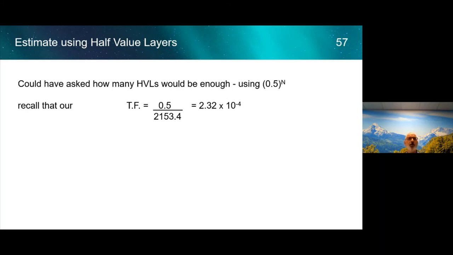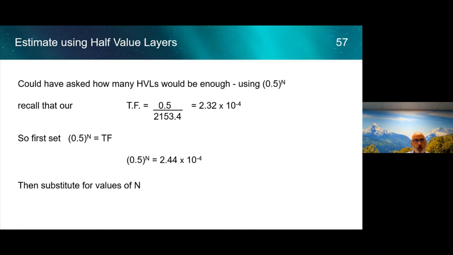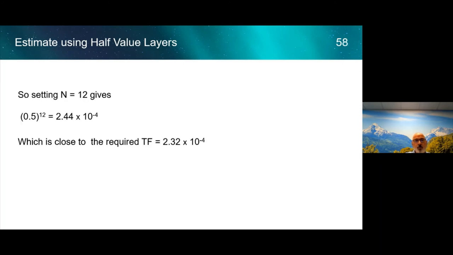So to find out how many half value layers would give us that transmission factor, we simply set one equal to the other. So 0.5 raised to the power n is equal to 2.32 × 10⁻⁴. It's quite a simple operation if you simply plug that into your calculator, 0.5 raised to the power n, and just keep plugging in different values of n to get a number that approximates or gets close to the value of 2.32 × 10⁻⁴. So substitute the values of n till we get the answer that's either spot on or pretty close. It turns out that if you set n equal to 12, 0.5 raised to the power 12 equals 2.44 × 10⁻⁴. It's not exactly 2.32 × 10⁻⁴, but it's close enough. So that would give you a transmission factor that's pretty close.